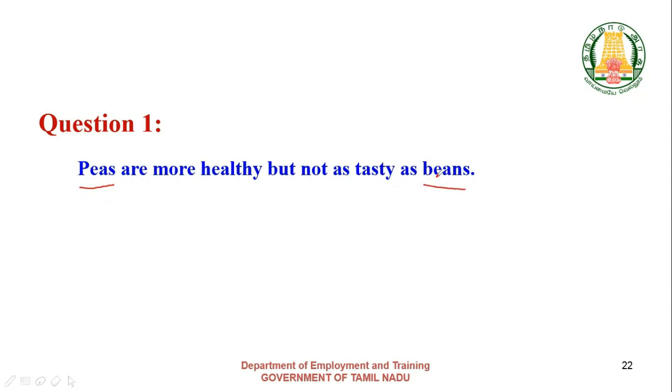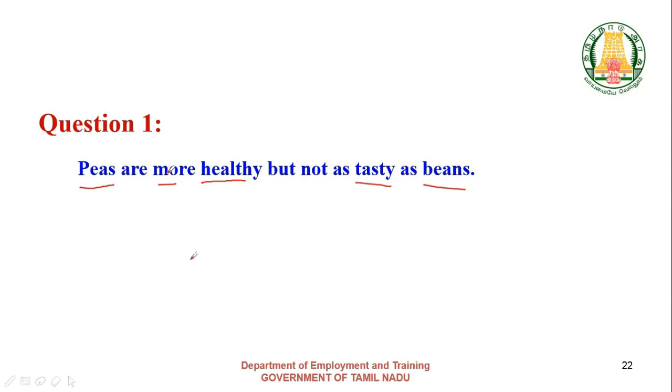Then, can you find the adjectives here? Yes, you're right. More, healthy, and tasty. These three words are adjectives. I told you, right? Do you remember? More is an indefinite adjective. We are not sure. More healthy, right? More: not very sure about the quantity or numbers. So, peas are more healthy but not as tasty as beans.